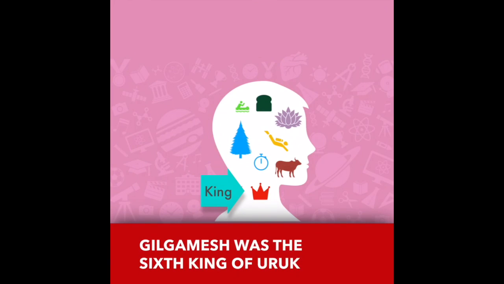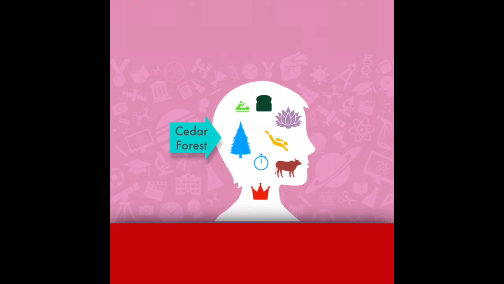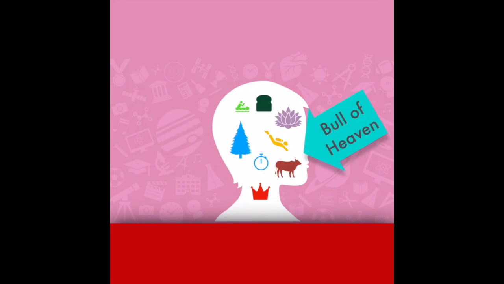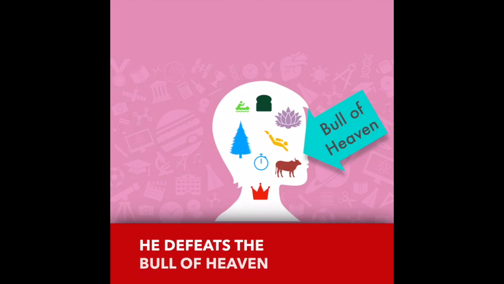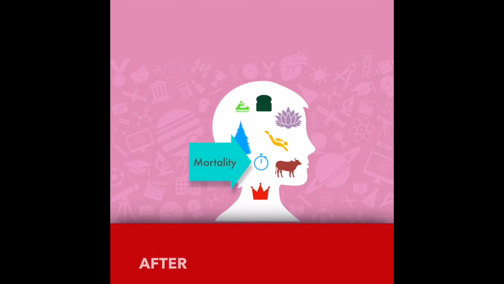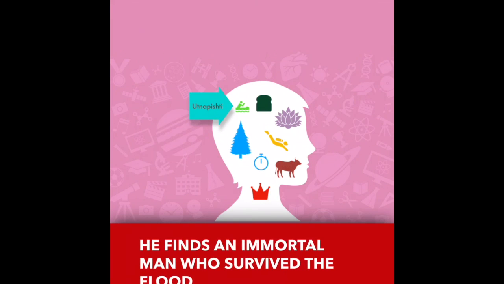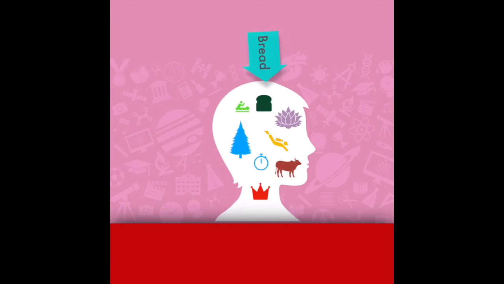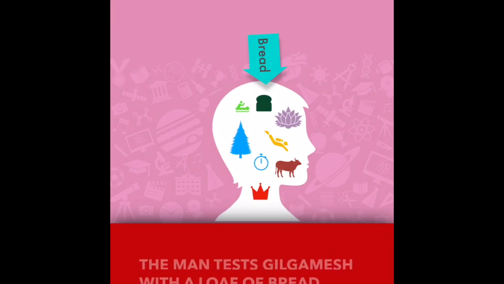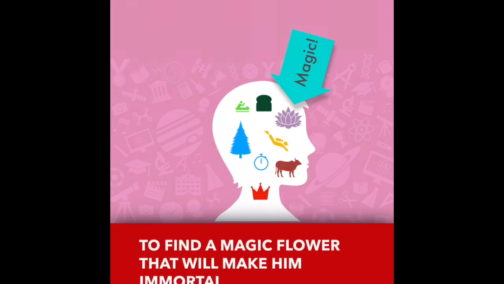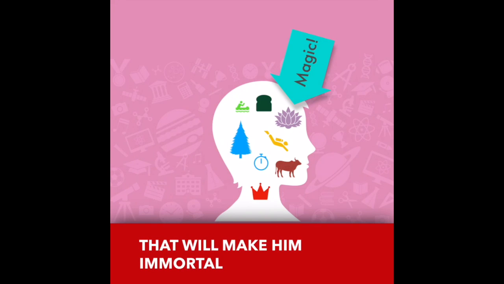Gilgamesh was the sixth king of Uruk. Gilgamesh fights Umbaba in the cedar forest. With the help of Enkidu, he defeats the Bull of Heaven. After Enkidu dies, Gilgamesh becomes concerned with his own mortality. He finds an immortal man who survives the flood. The man tests Gilgamesh with a loaf of bread. So Gilgamesh must swim to the bottom of the ocean to find a magic flower that will make him immortal.